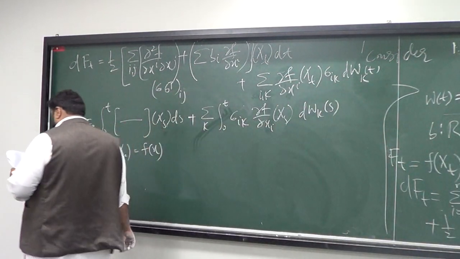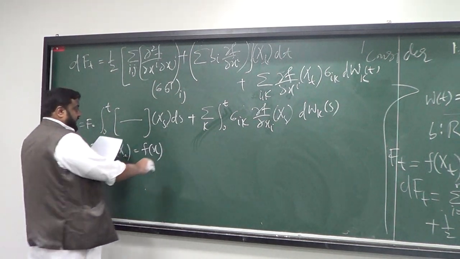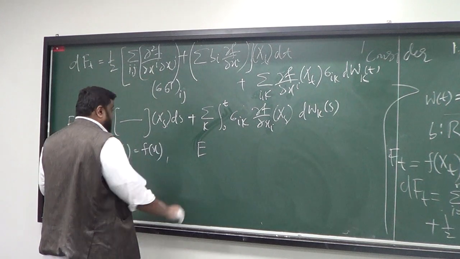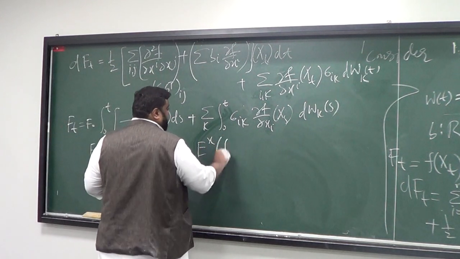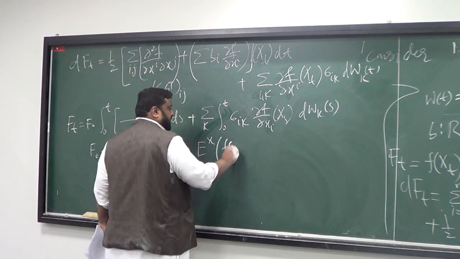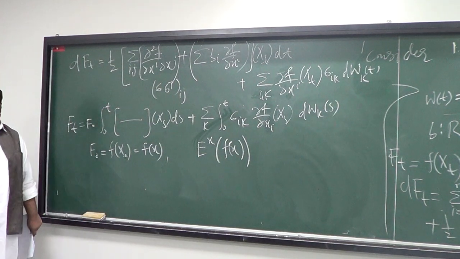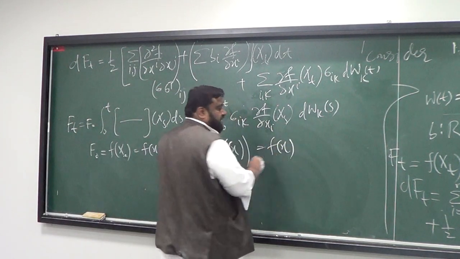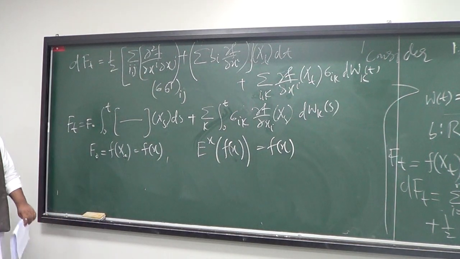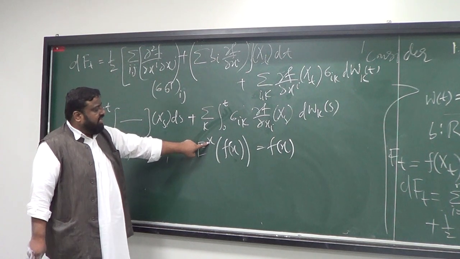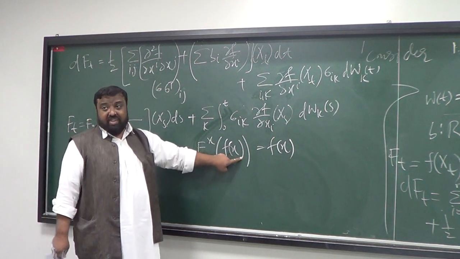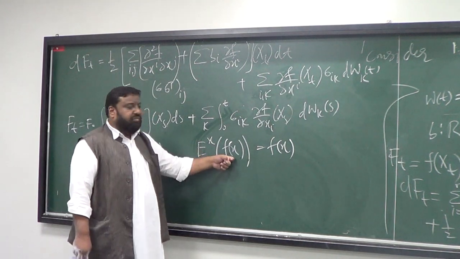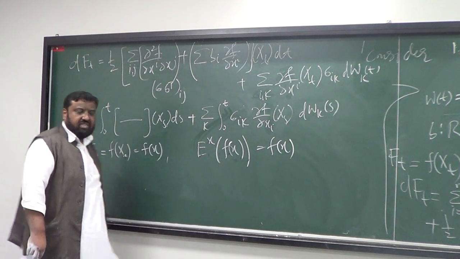ठीक है? Is it making sense? And what would be the conditional expectation of f of x, given x? क्या होगी conditional expectation f of x? So there is no randomness actually, so it would be f of x itself. देखो ना, you compute the expectation of f of x_t given x_0 equal to x, but now we are simply computing the conditional expectation of f of x actually. So it should be f of x itself.